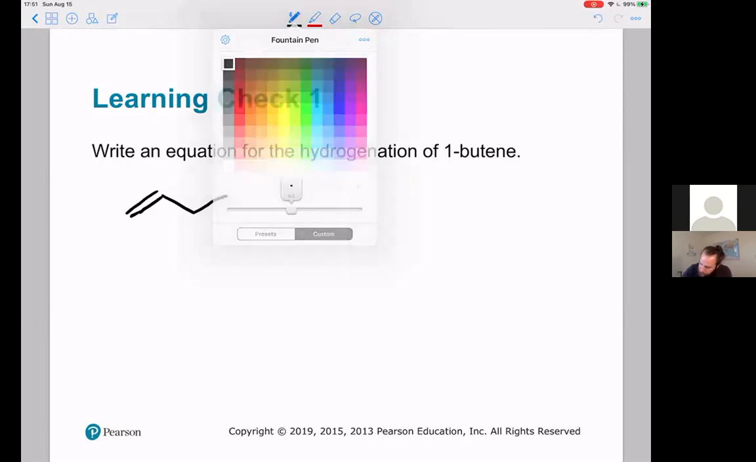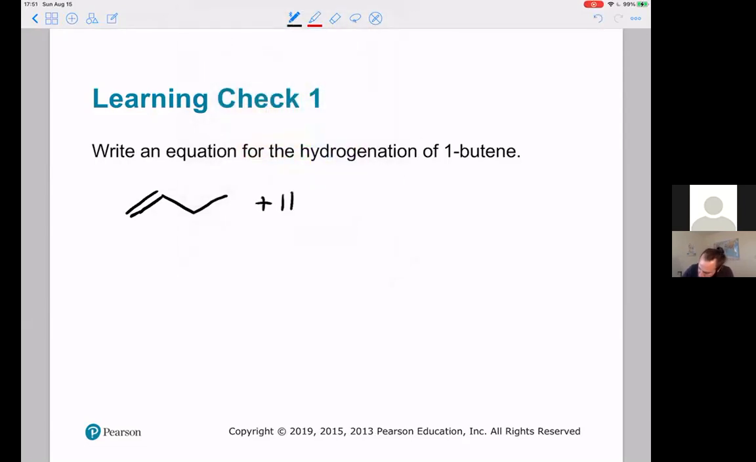And then I'm going to add H2, and this is going to be in the presence of a catalyst. You can pick any one of those three, really just pick one and stick with it. I mean, let's do platinum. Okay, and what am I going to get out of it? Notice that I'm not adding or subtracting any carbons, right? So I should still have my 4 carbons at the end.